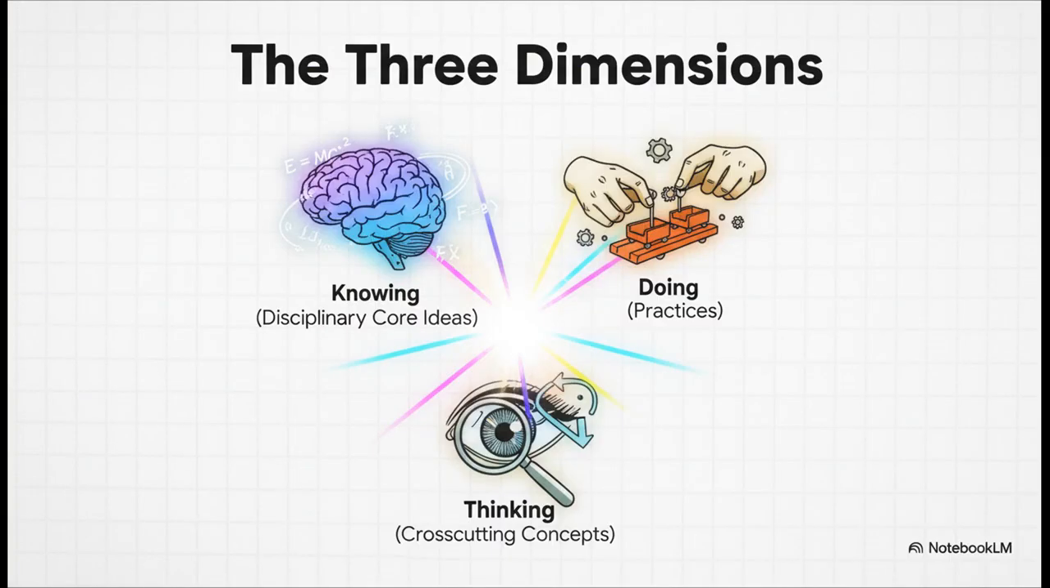Okay, so let's break down these three dimensions. I like to think of them as the knowing, the doing, and the thinking of science. The disciplinary core ideas, or DCIs, that's the knowing. It's the key content, like Newton's laws. Then you've got the practices, that's the doing. It's what scientists actually do, asking questions, building models. And finally, the cross-cutting concepts are the thinking. They're the lenses we use, like cause and effect. The real magic happens when you get all three working together in one lesson.